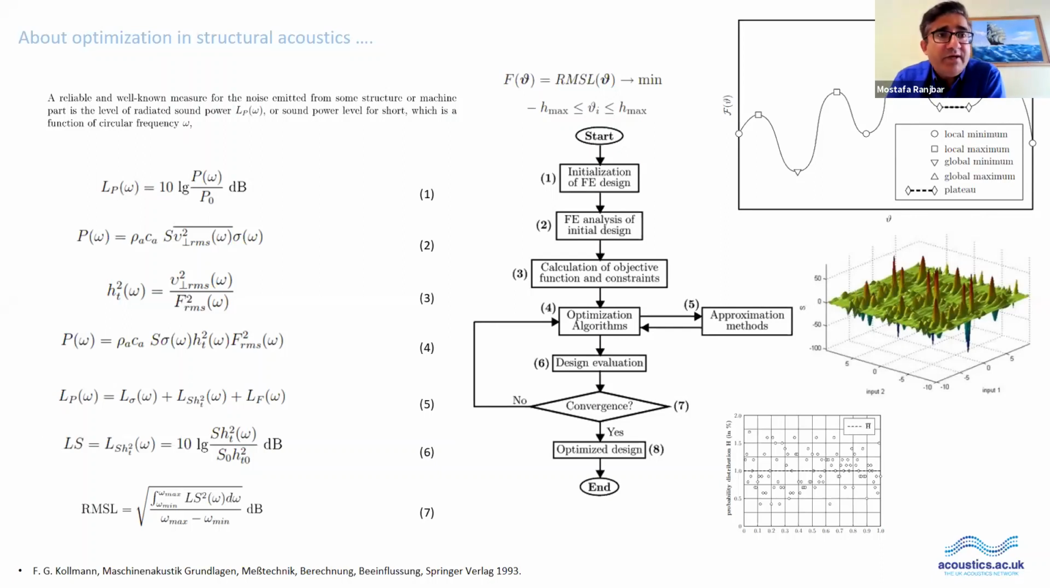Actually, a very reliable and well-known measure for the noise emitted from the structure is the level of radiated sound power, which is a function of the circular frequency. Here, if you consider the level of sound power with respect to a standardized value, we can write equation number 1, which is a logarithmic scale of the sound power.